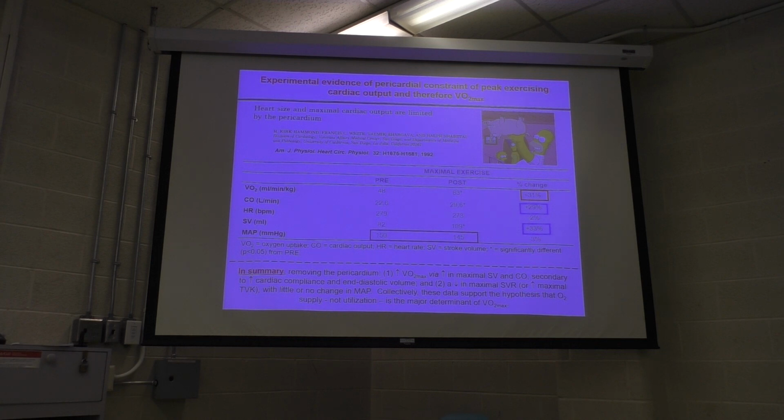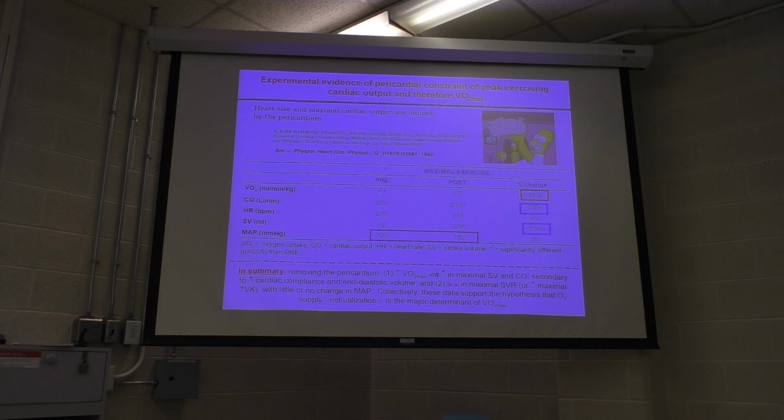Okay, so in summary, removing the pericardium increases VO2 max via an increase in maximal stroke volume. Again, it wouldn't have any effect on stroke volume at low, resting levels or low intensity, because we're not even close to the pericardium, we're operating here. But as we get up to max, that's where you can really increase your stroke volume, and therefore your cardiac output, secondary to an increase in cardiac compliance and end-diastolic volume. And a decrease in maximal systemic vascular resistance, or an increase in maximal conductance, with little or no change in blood pressure.